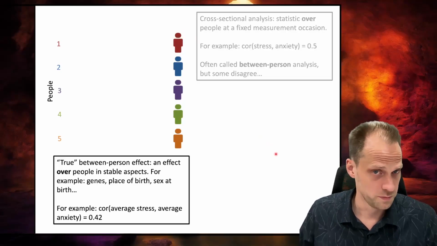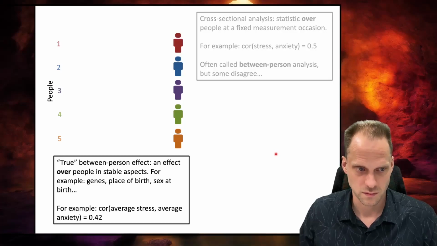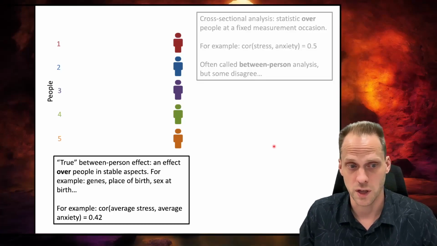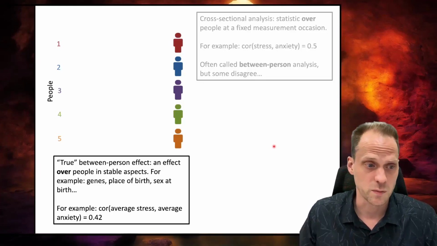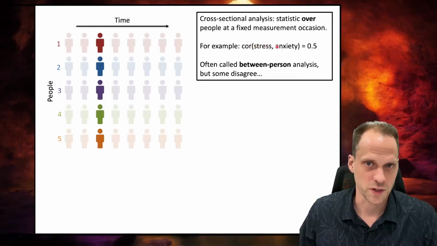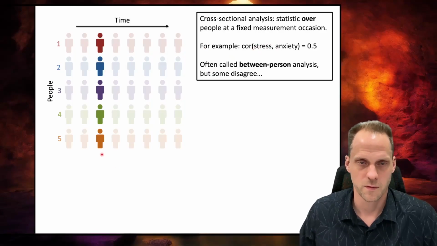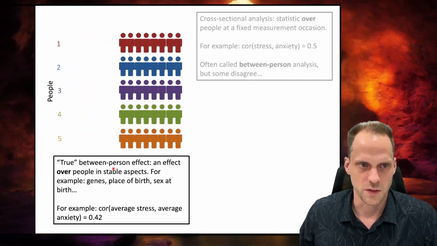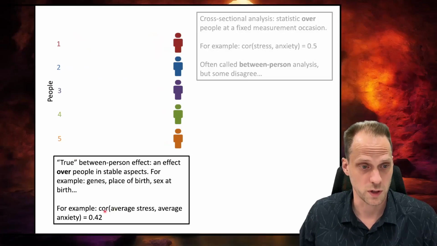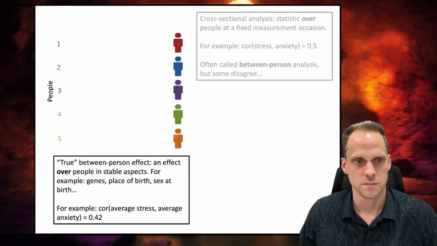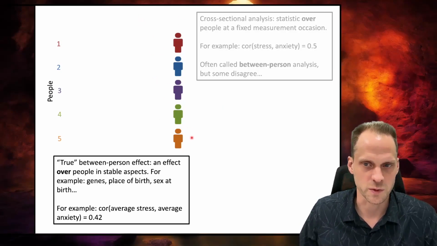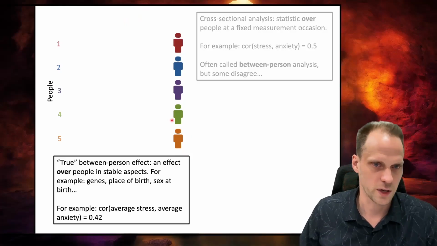So for example, correlations between stable averages: how my average stress relates to my average anxiety. That's different than the correlation between stress and anxiety at a certain time point, right? That's different than the correlation between my average levels of stress and anxiety. That's important to distinguish because it tells something different. I'll show some examples later where this is different.